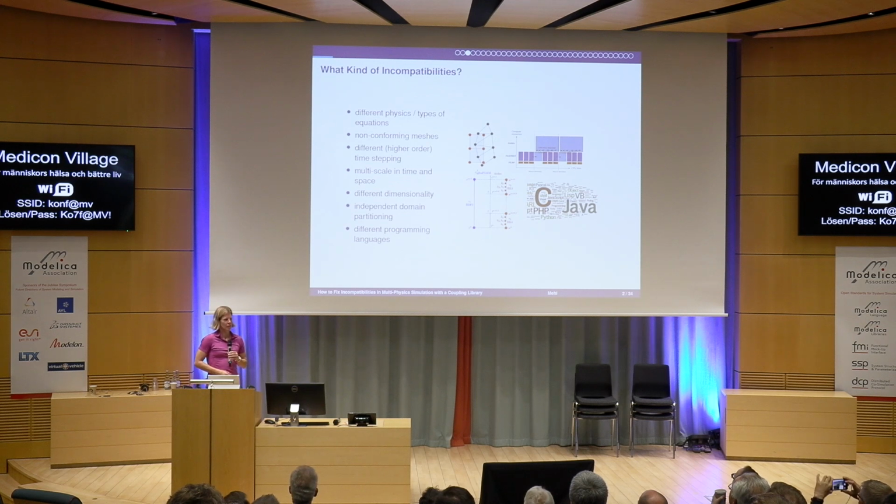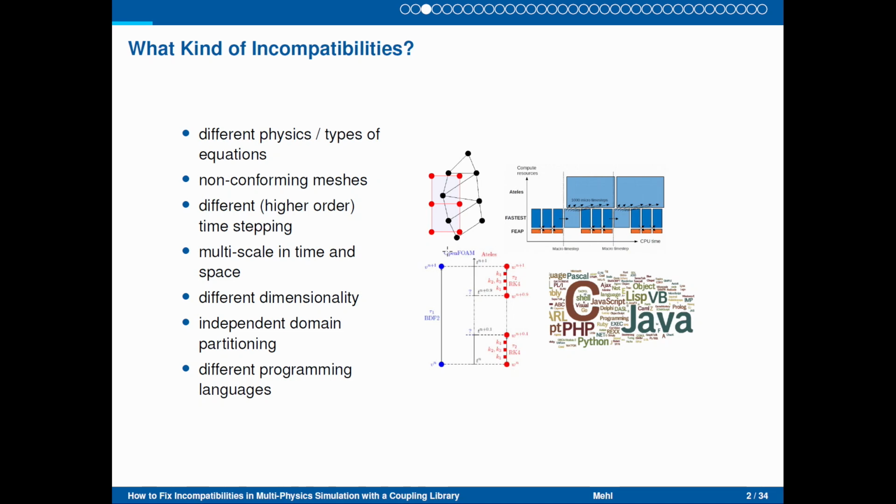So what kind of incompatibilities are we talking about? So the first one is, of course, we have different physics. I mentioned fluid structures, heat transport, could also be acoustic wave propagation and many other things. We in general have non-conforming meshes, because our idea is we take any solver doing one of the physics that we want to bring together, a good one, of course, scalable one, fast one, accurate one, and then we glue them together.